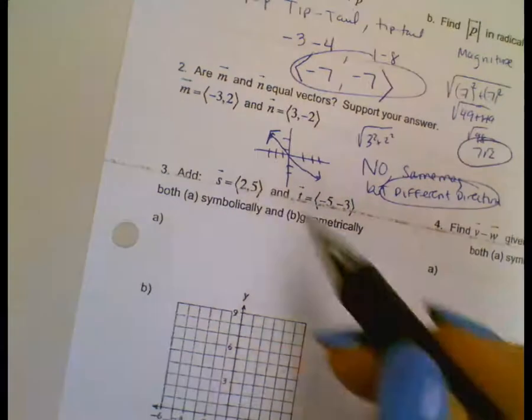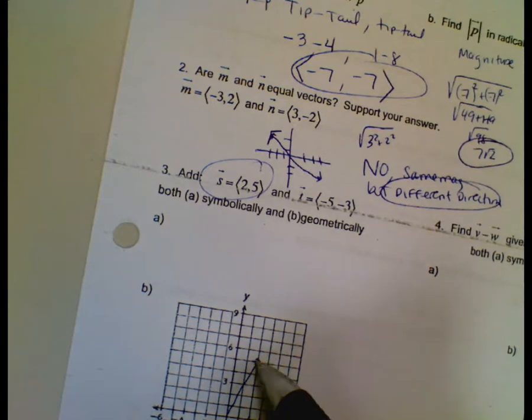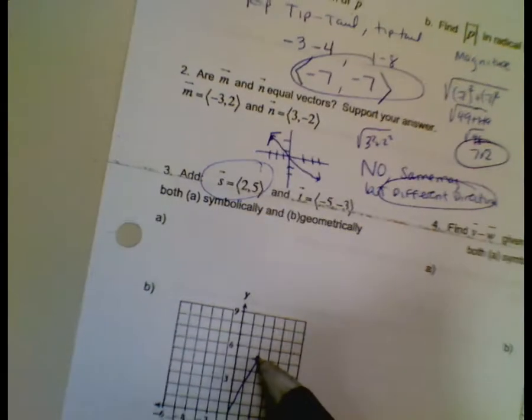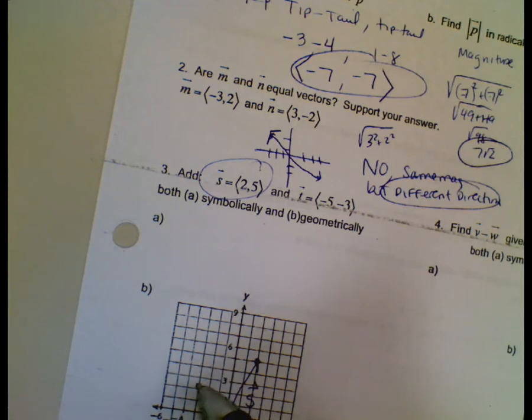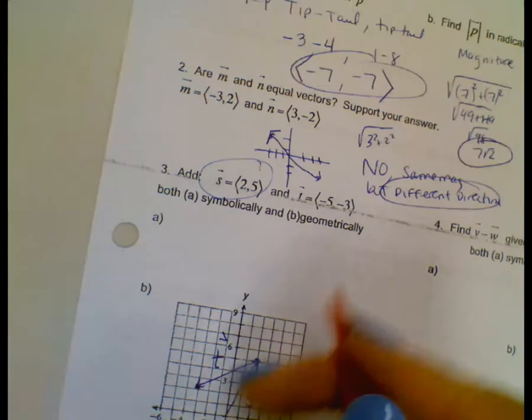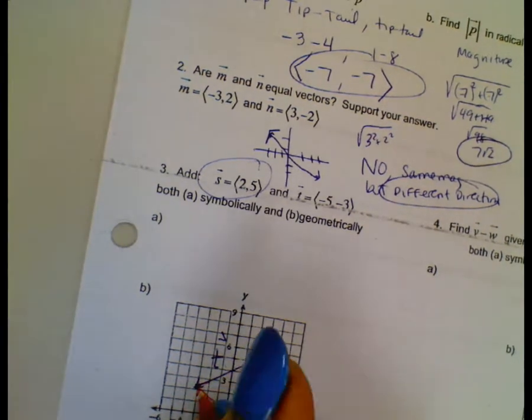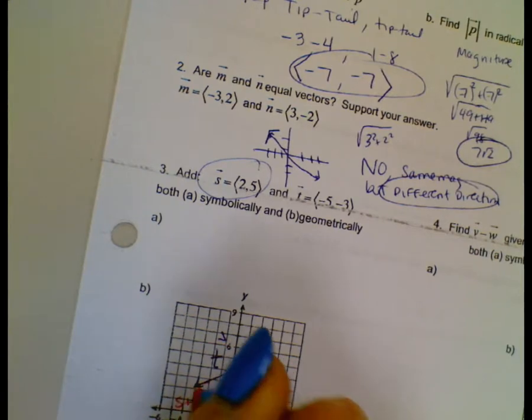So A, add these symbolically. We're going to plot 2, 5 from standard position. 2, 3, 4, 5. And then we're going to connect the tip of this to the tail of the second one, which is -5, -3. So let's label this one S. T is left 5, down 3. So we're going to draw this one. That is T. And this is your answer right here. So this is S plus T.